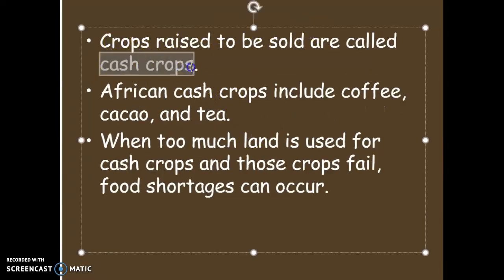Crops that are raised to be sold are called cash crops. Cash crops include coffee, cacao, and tea. Coffee and tea particularly are grown in Ethiopia, in Kenya, in Tanzania, Uganda, in that highland area, because it requires a lot of sunlight but cooler temperatures. And so the highlands in those countries are really good for coffee and tea. Cacao is the basis for chocolate, so that comes from Africa and South America. The problem then being when you use all of your land for cash crops, if those crops fail, which will happen from time to time, food shortages will occur because people won't have the money they need to then go buy food.